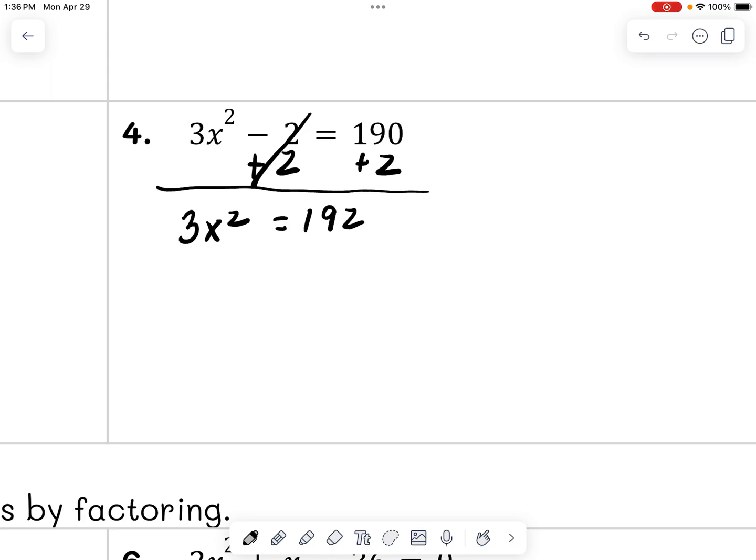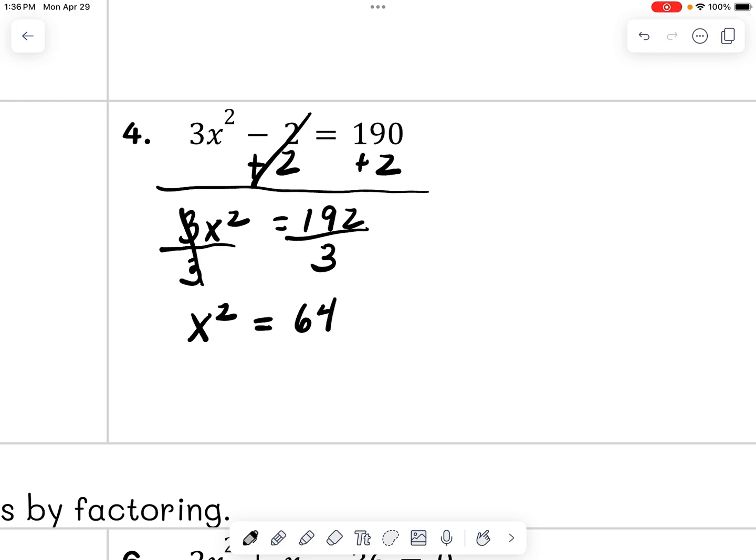Now x squared still isn't by itself, and I have that 3 that I need to move to the right side using inverse operations. Right now it's a multiplication problem. So the opposite would be to divide, and I'm going to divide by 3, both sides. And I'm going to get 64.